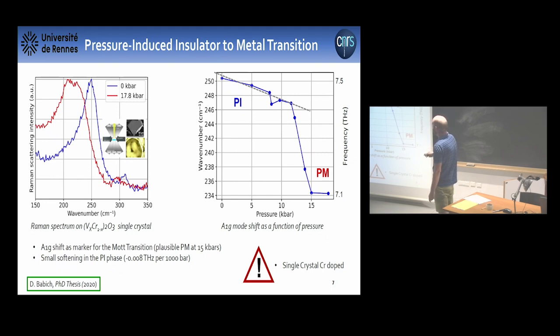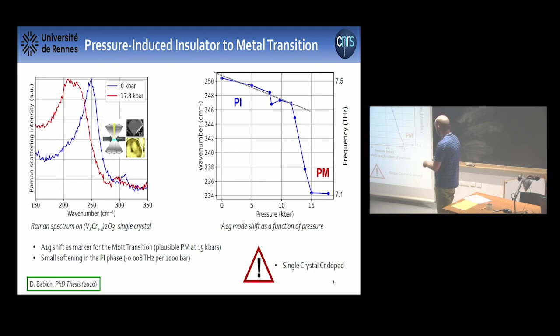You have the unpressured, so this is supposed to be the insulating one, the metallic one. And you can also do the monitoring of the observed A1G mode. So what you can see is that you have a small softening of these modes pre-transition. When you approach the transition, then you have a sudden drop, which is the marker of this phase transition, and then you have a plateau, which is kind of indicating that you're in the metallic phase.